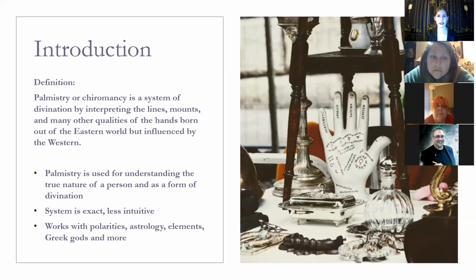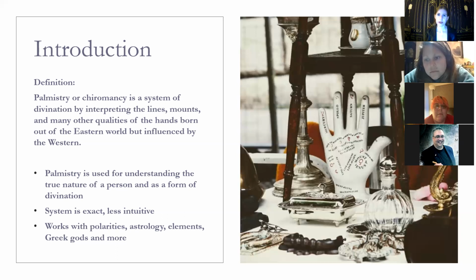This is different from other divination systems in that palmistry is pretty darn exact and it's less intuitive. Where the intuition comes in is what you say and how you say it to people. But palmistry is one of those things where you have to carefully research and read and literally look up people's lines and even touch the mounts on their hands. And we'll get into that.